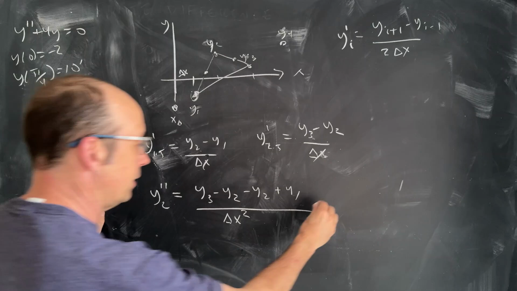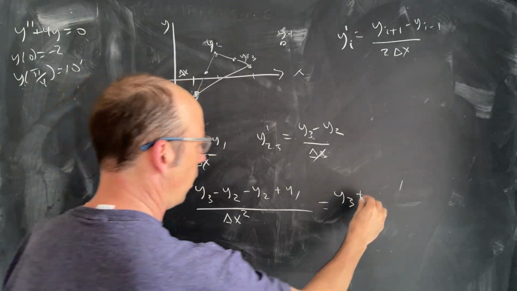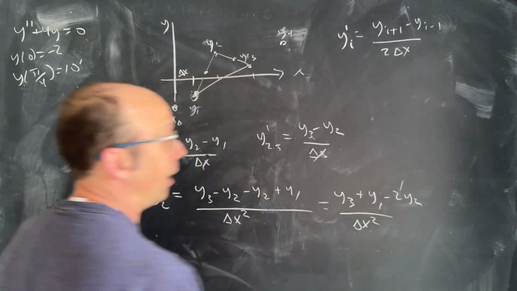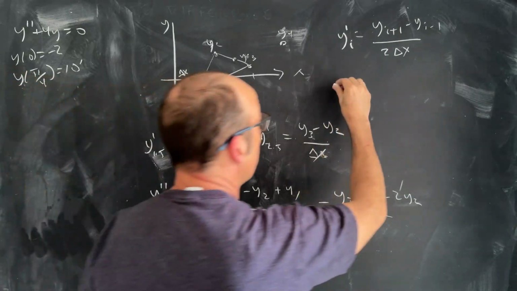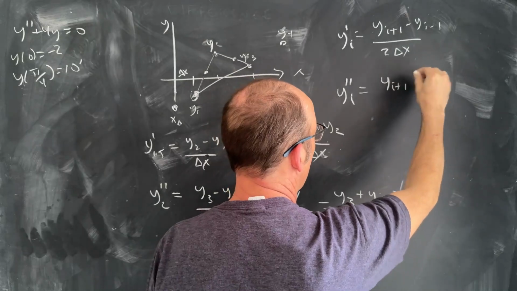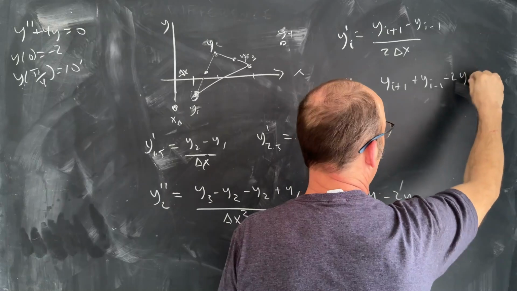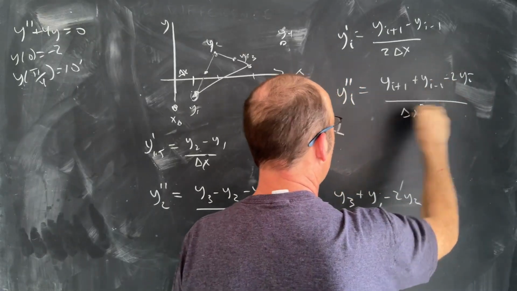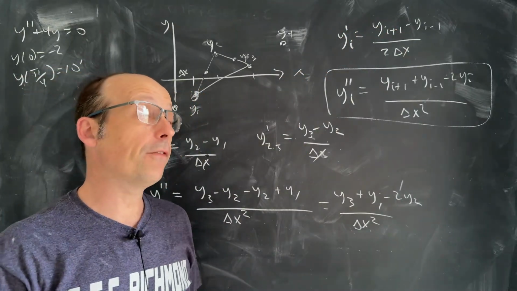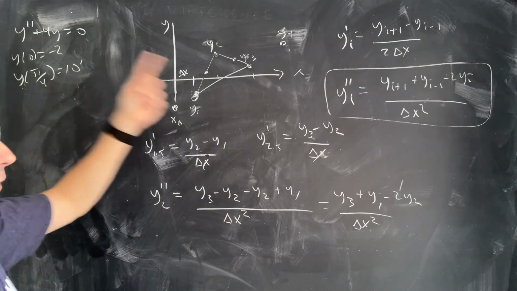And so we can actually write this as y3 plus y1 minus 2y2 over delta x squared. Now I can generalize that to the ith element. yi double prime is going to be equal to yi plus 1 plus yi minus 1 minus 2yi over delta x squared. That's a super important equation right there. I mean, this one's important too, but in our differential equation, we didn't have a first derivative. We only had a second derivative, so we need that.